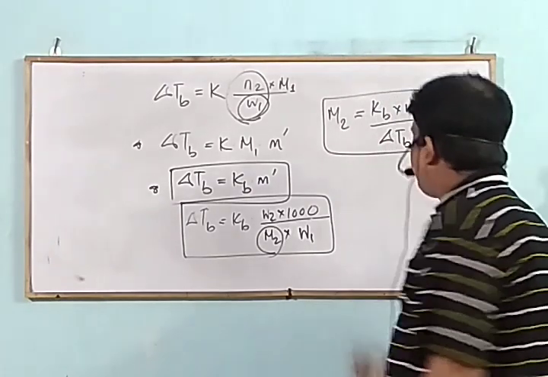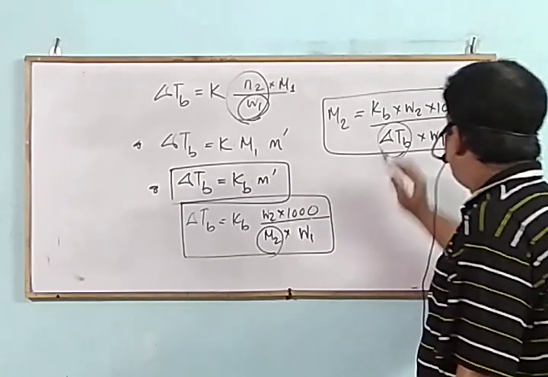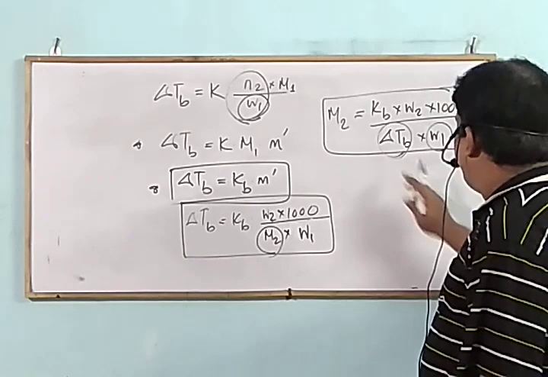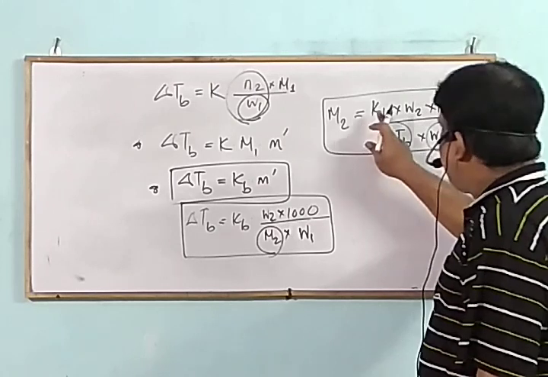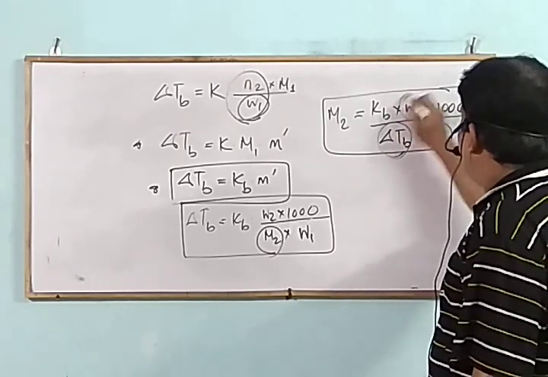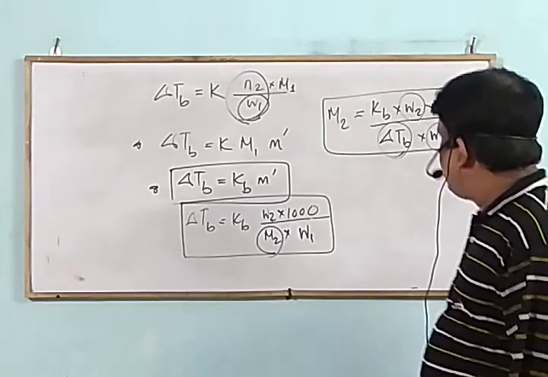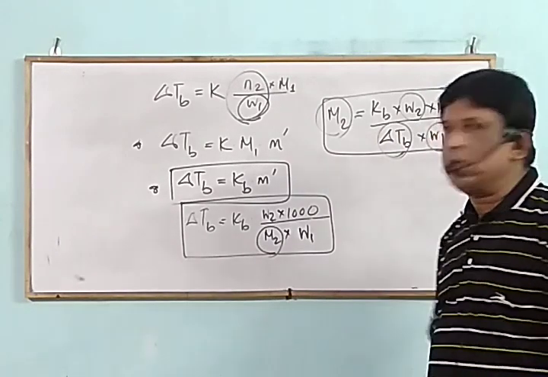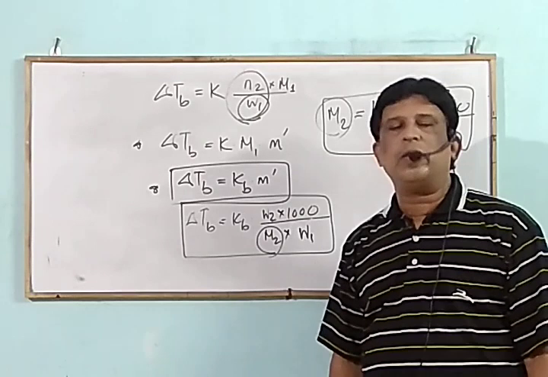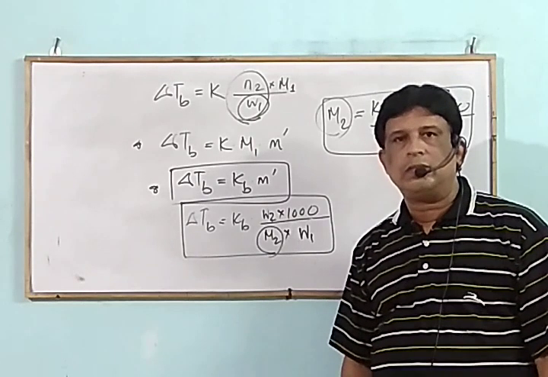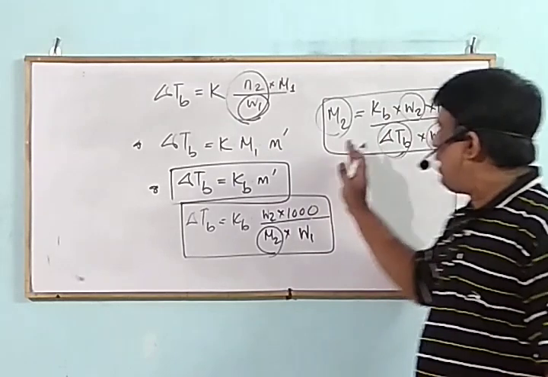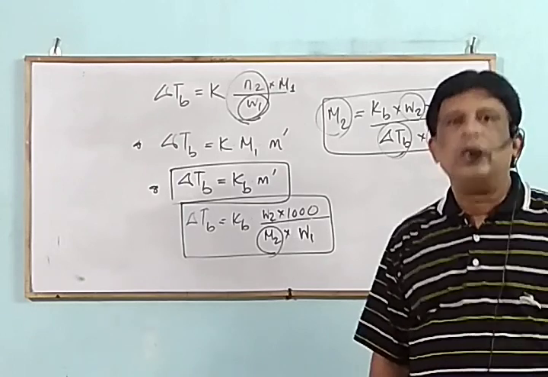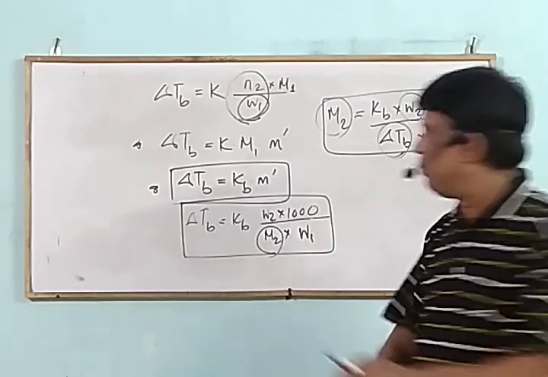If all other factors are given, that is, if the elevation in boiling point is given, the weight of solvent is given, the molar elevation constant value is given, and the weight of solute is given, then the molecular mass of a non-volatile solute can be calculated. So let us apply this formula to solve one problem relating to the elevation in boiling point.